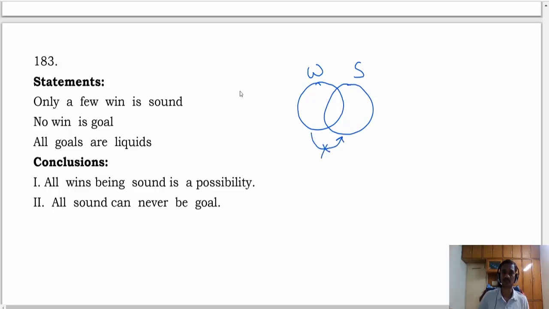No wind is a goal. Wind and goal have no intersection between these two. All goals are liquid. All winds are sound is a possibility.